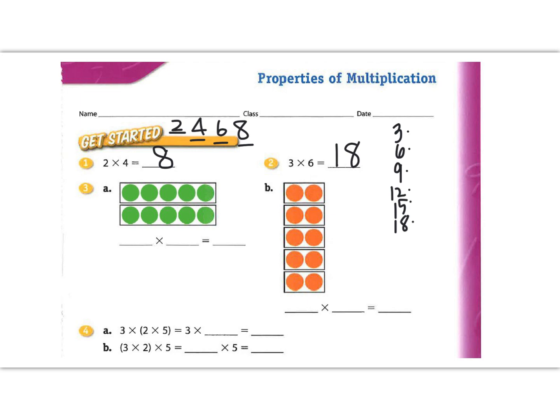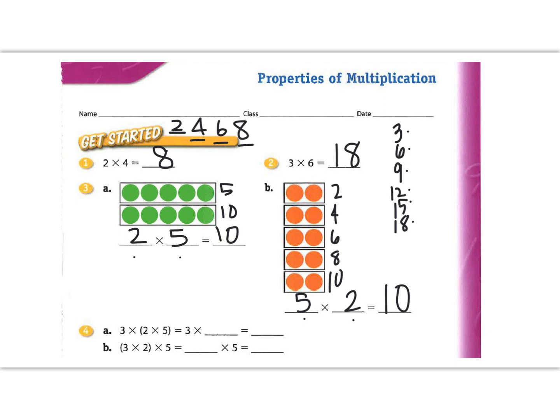Here in number 3, we can see that we have 2 groups. Each group has 1, 2, 3, 4, 5. So we have 2 groups times 5. 2 times 5 is 10, because we can count 5, 10. Here we have 1, 2, 3, 4, 5 groups of 2 in each. So 5 groups of 2. Well, same thing. Let's count: 2, 4, 6, 8, 10. So you can see 2 times 5 is the same as 5 times 2.